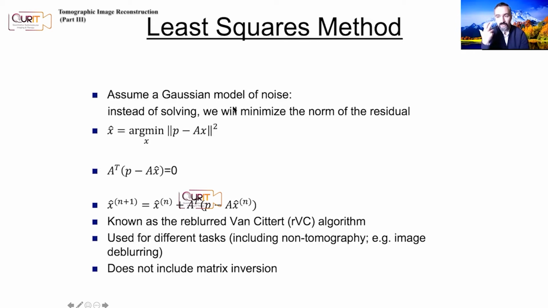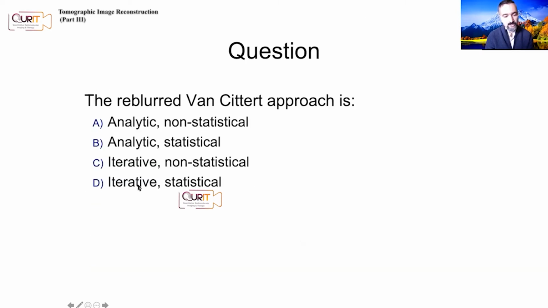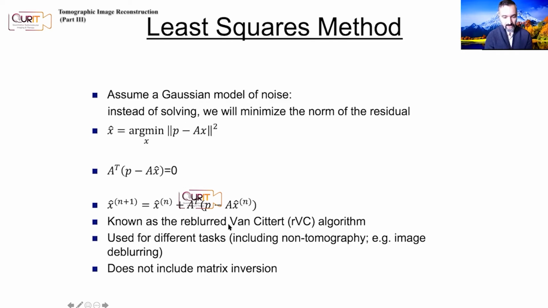You are thinking about noise as being Gaussian distributed, resulting in a least squares model. So it's statistical and it's iterative. Okay, so the answer is iterative and statistical. So we just realized that an iterative algorithm or a statistical algorithm doesn't have to be iterative. We showed an example, the normal equation, the pseudo inverse, where it's analytic, and we showed another example, the Reblur advanced iterative algorithm, where it is statistical and iterative.